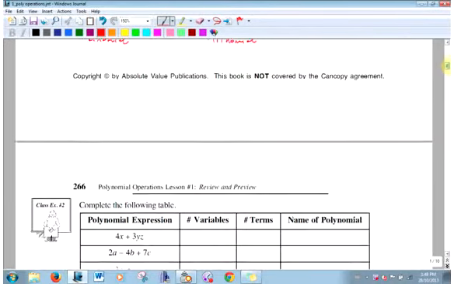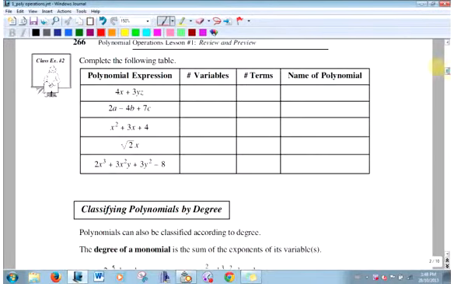Okay? All right, complete the table. There is a polynomial. They're telling you it's a polynomial, so don't question it. They all must be positive exponents, right? And they all are. How many variables do I have? Those are letters. How many different letters are in this polynomial? 3. Yeah, x, y, z.